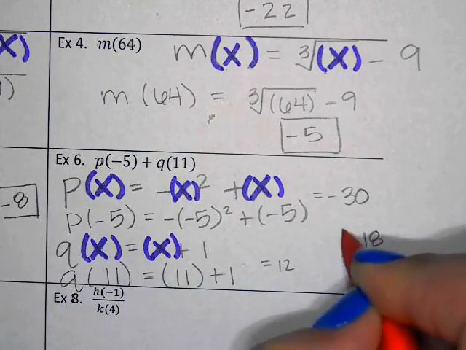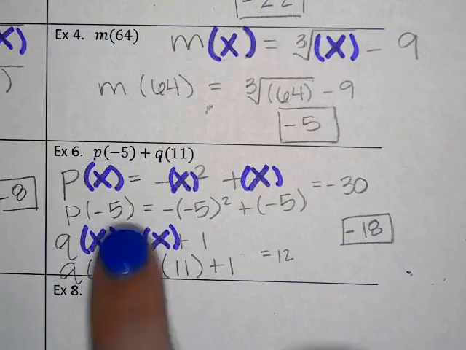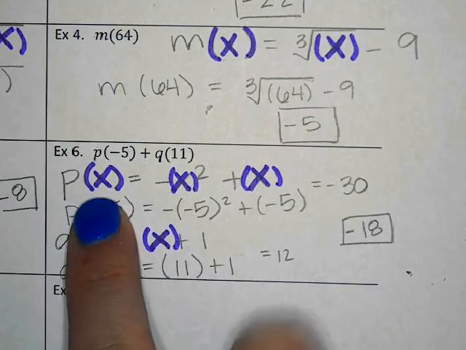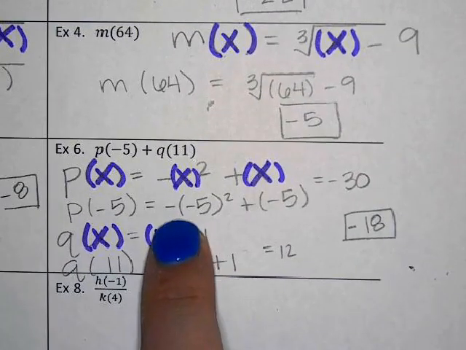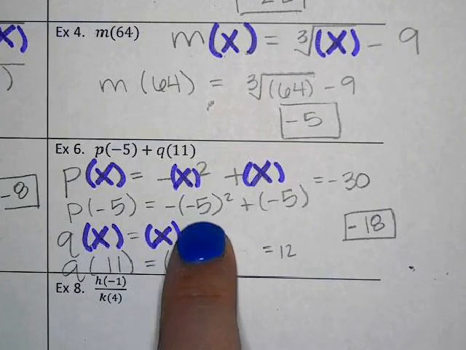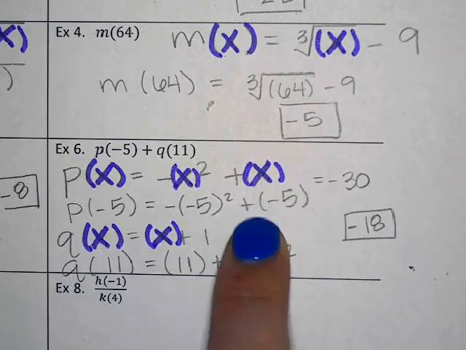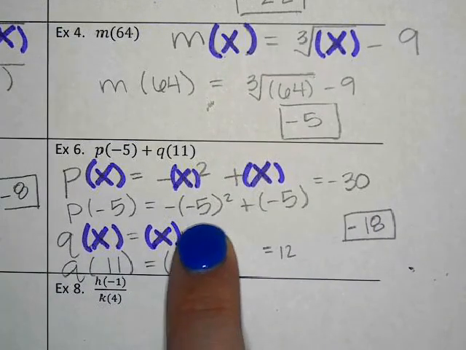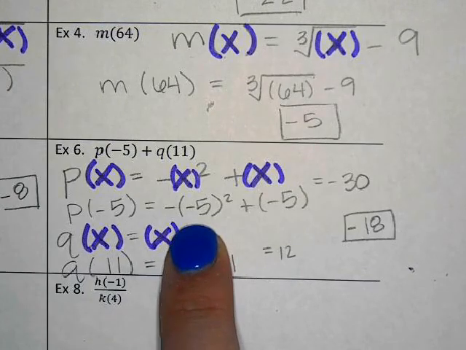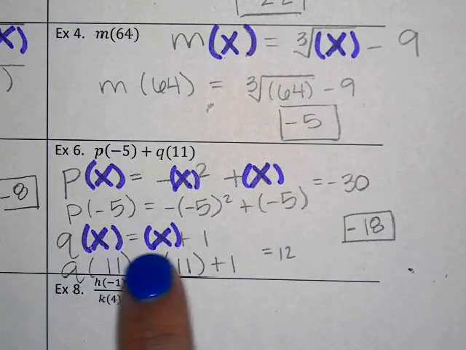So when we type it in for P, we have P of x, negative x squared plus x. So when we type it in the calculator, we have the negative version of negative 5 squared plus negative 5. And when you type that in, you should get negative 30. So be careful about the parentheses. Those are important. Q is a lot easier. It's just parentheses plus 1, so 11 plus 1 is 12. And then negative 30 plus 12 is negative 18.